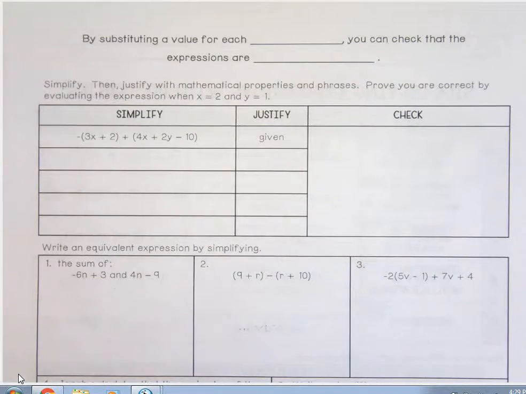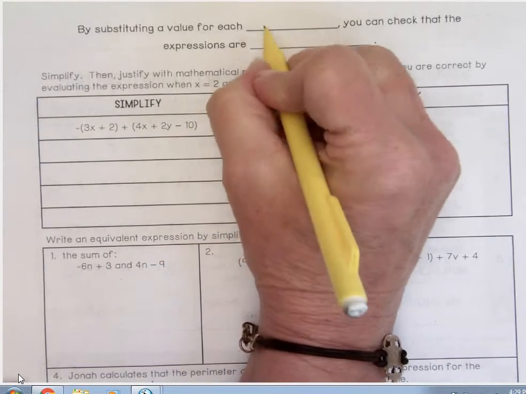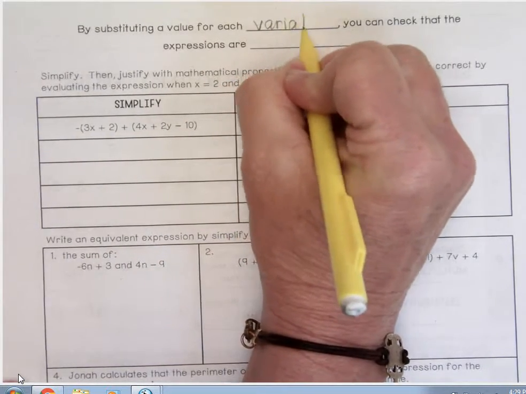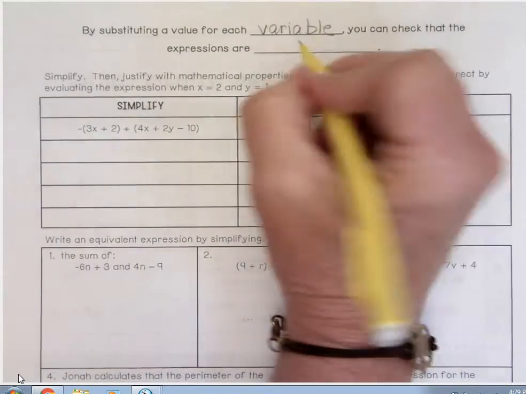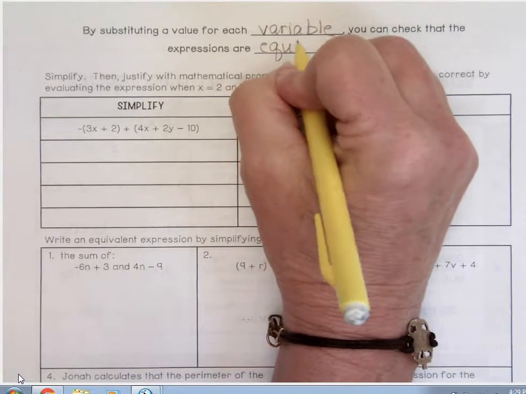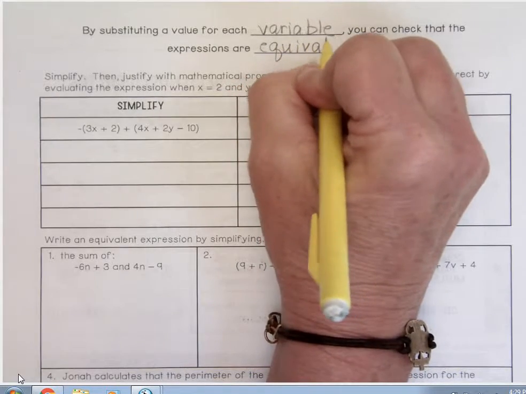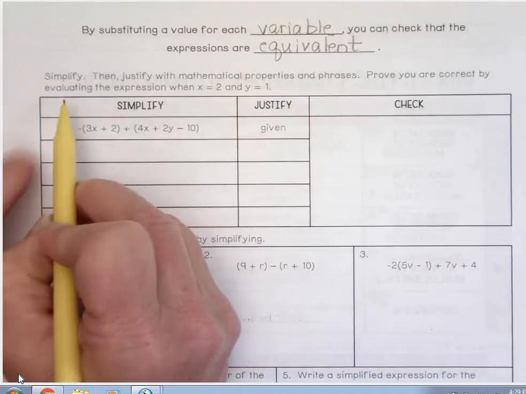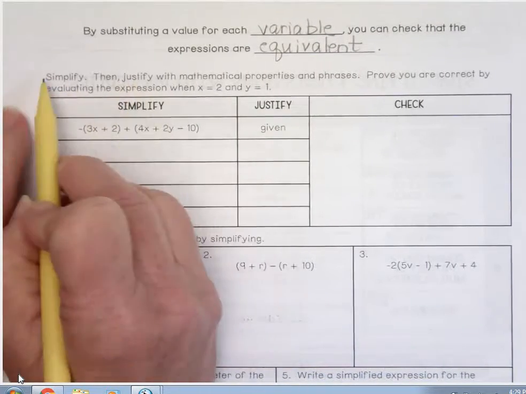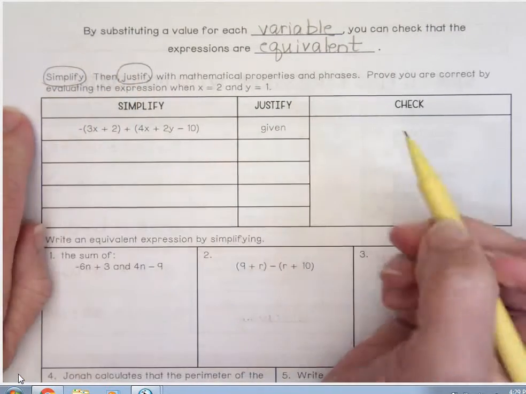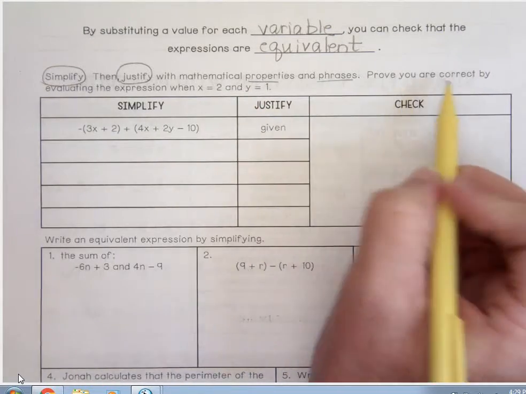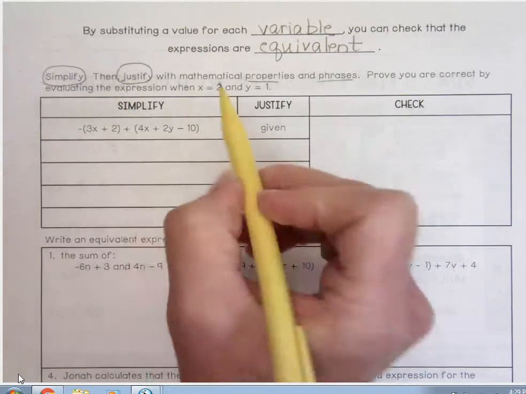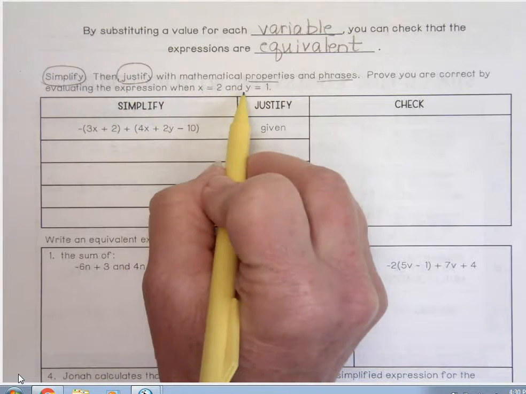Almost finished. By substituting a value for each variable, you can check that the expressions are equivalent. So they want me to simplify, then justify. So I'm going to do 2 things. Simplify, then justify with mathematical properties and phrases. Prove you are correct by evaluating the expression when x equals 2 and y equals 1.